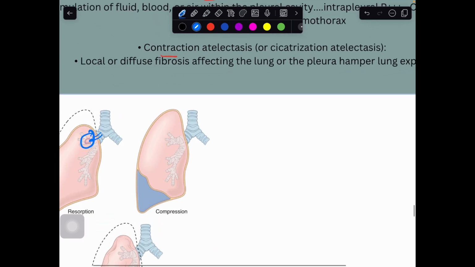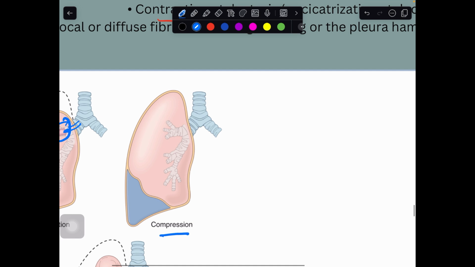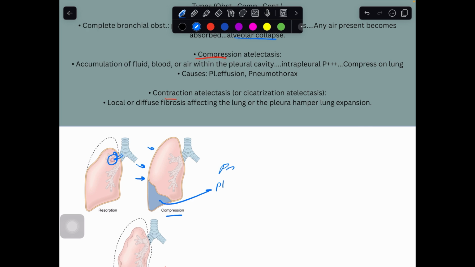Another type is my compression. Here we're compressing the lung because something is compressing the lung. It could be fluid, like in what? Pleural effusion. It could be air, like what? Pneumothorax, right? So with compression, there is something that is pushing or compressing the lung, and therefore it collapses because of these reasons. Accumulation, either fluid or air, like effusion or pneumothorax.